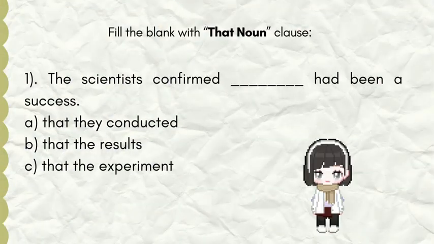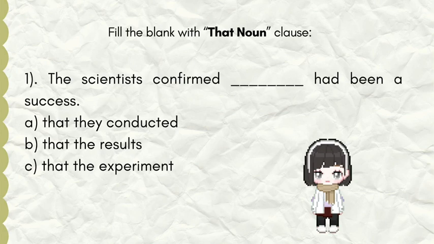Okay, for the first question, the scientist confirmed blank had been a success. So, which one is the correct answer? The choice is yours. A. That they conduct. B. That the result. C. That the experiment. The countdown starts. 5, 4, 3, 2, 1.